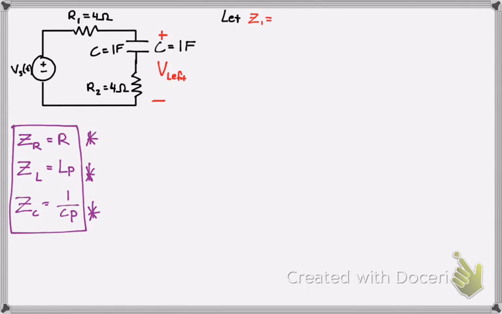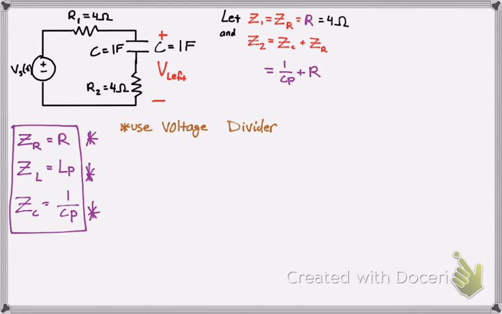So if we let Z1, as we already showed previously, be just ZR, which is just R in this case, that's going to be 4 ohms. Quick note, R1 and R2 have the same magnitude of ohms, they're both 4, so we can just let R1 equal R2 and leave it as R. Then Z2 is the sum, because they're in series, of the capacitor and the resistor, so plugging in the variables we have 1 over Cp plus R.